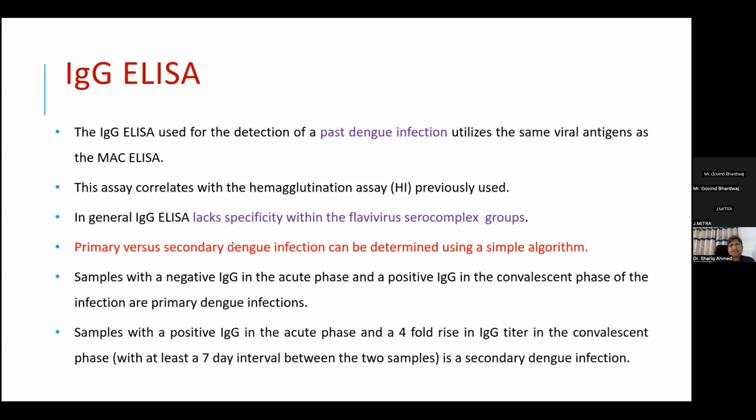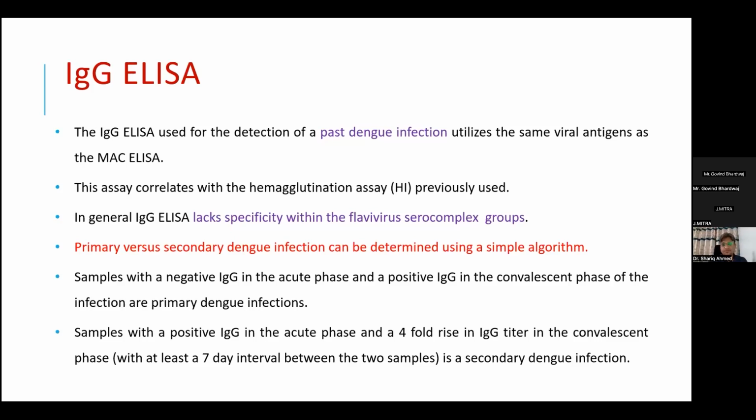Next is the IgG ELISA. IgG ELISA is only used to detect past infection because it comes after 2 to 3 weeks and lacks specificity, as it may be increased in other flavivirus infections.